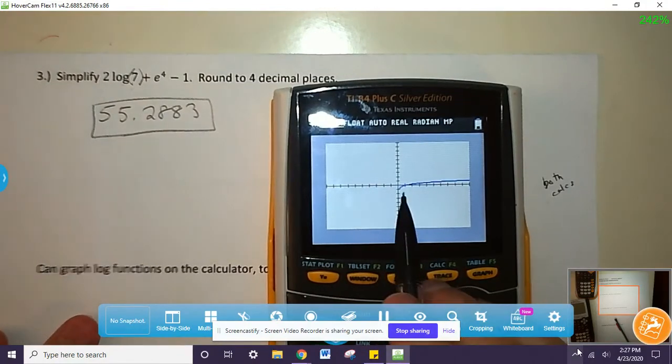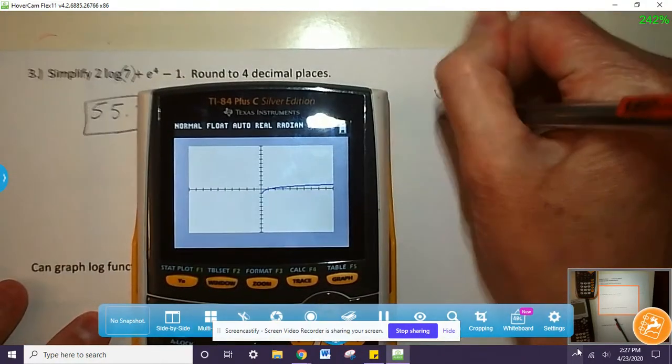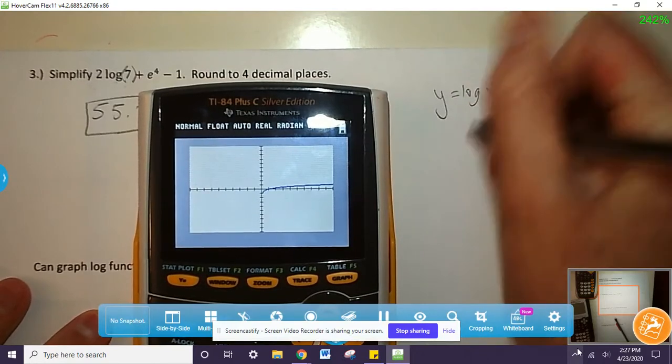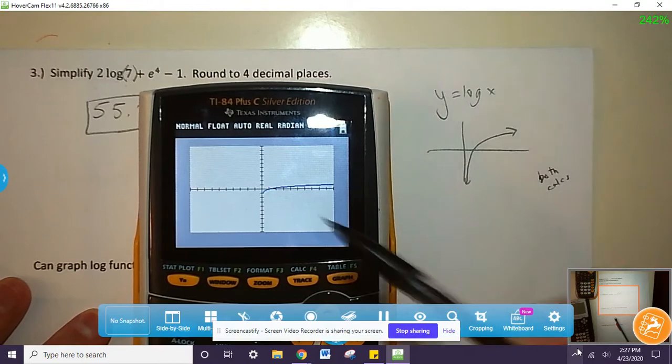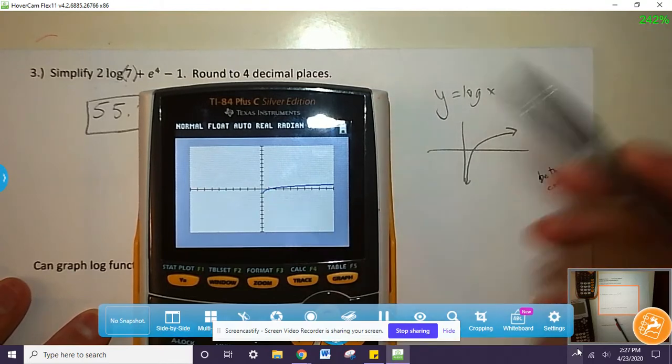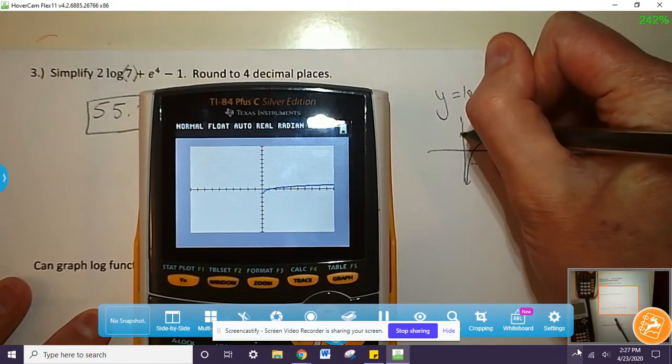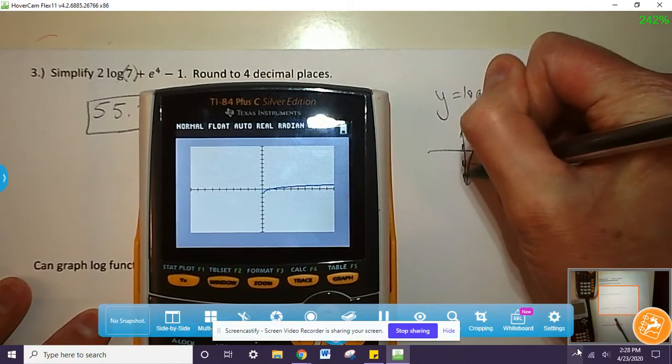Because even if this is the graph you're looking at, what the graph of the common log really looks like is this. So even though the graph looks like this on the calculator, if you were going to sketch it, you would sketch it properly the way that you know it's supposed to graph.